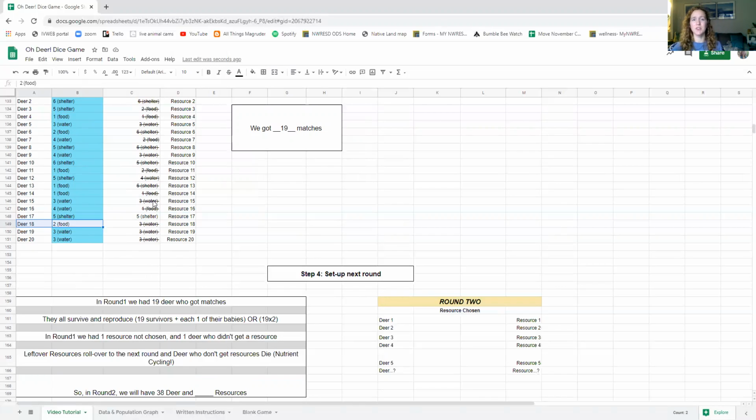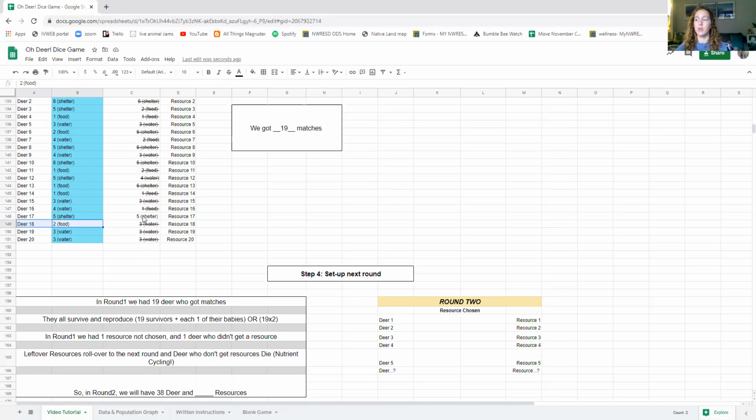What happens when animals don't get the resources they need? They die. So deer number 18 is now dead, but dead animals in the forest are super important because as their bodies decompose, they are contributing nutrients to all different animals. Little bugs are going to eat away at that deer, and eventually it's going to become soil to grow a new plant, all types of things. That is called nutrient cycling. So this dead deer is going to become a resource in our next round.